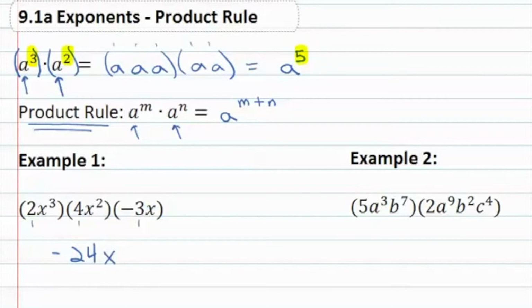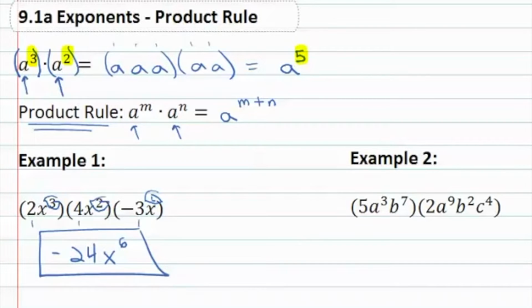And then on the x's, we will add the exponents. There's 3 here. There's 2 here. Don't forget there's 1 over here at the end. So 3 plus 2 plus 1, there's a total of 6 x's that are multiplied together. This expression simplifies to negative 24 x to the 6th.